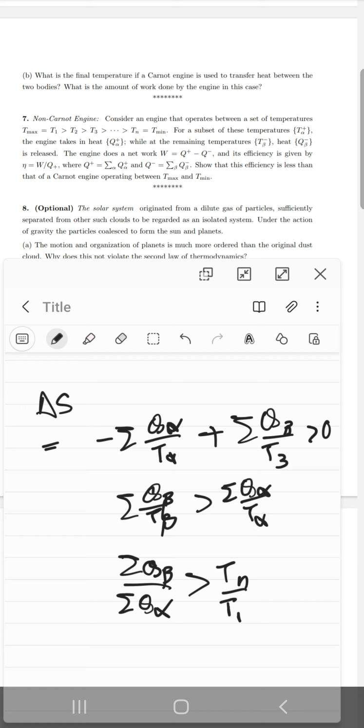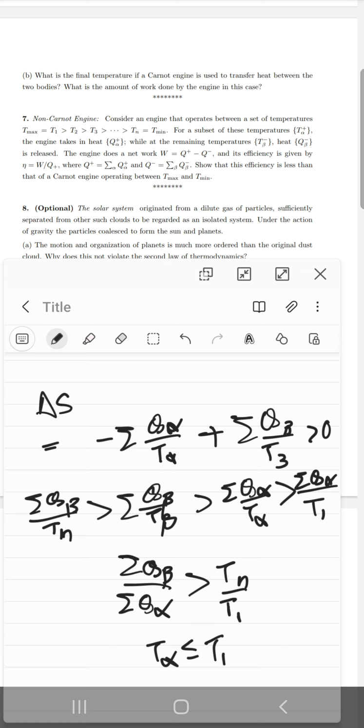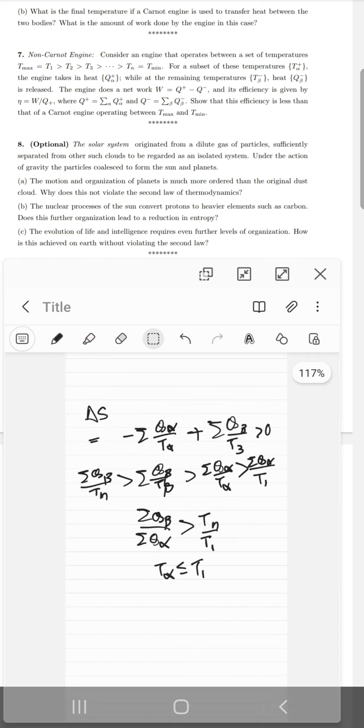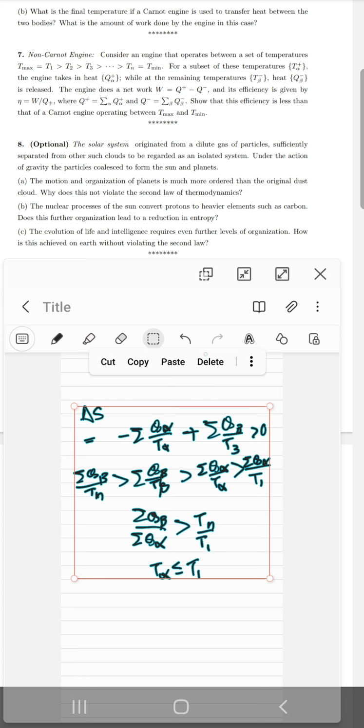But as a matter of fact, each t alpha is less than or equal to t1, right? So this is bigger because we're dividing by a smaller number now. It's bigger than the summation of q alpha upon t1 every single time, and similarly this is less than the summation of q beta upon tn, and that's what we wanted to prove. So this was a bit too easy for me. I don't know why this question is there, but that's what we wanted to prove, and we're done.